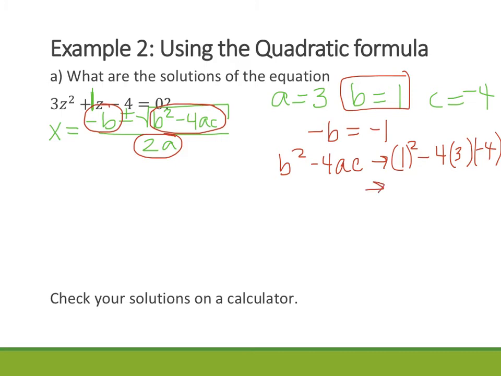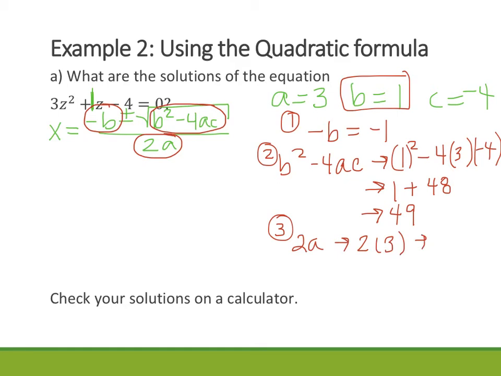Now I'm going to go ahead and figure that out. So that's going to be 1 plus 4 times 3 is 12, and 12 times 4 is 48. So 1 plus 48. So that's going to be 49. So this is part 1. This is the second part. My third part to the formula is 2a. 2a is going to be 2 times 3, which is 6. So notice that now I know that negative b is a negative 1, the discriminant is 49, and 2 times a is 6. And I can just plug those into the formula.